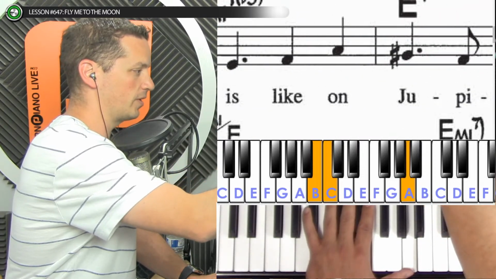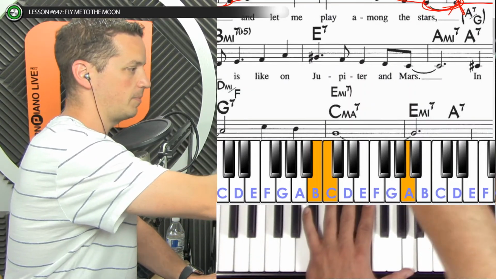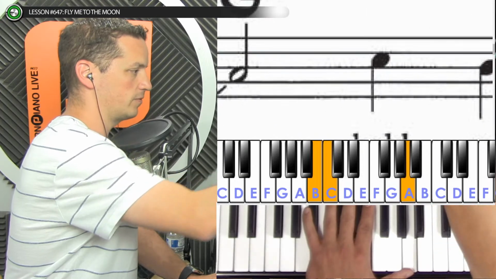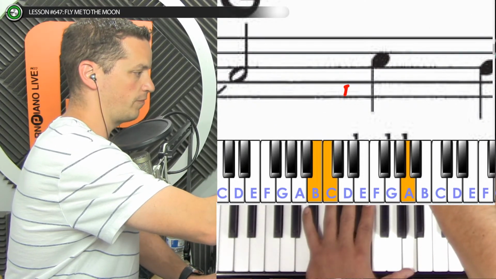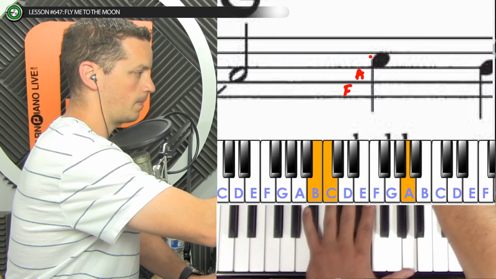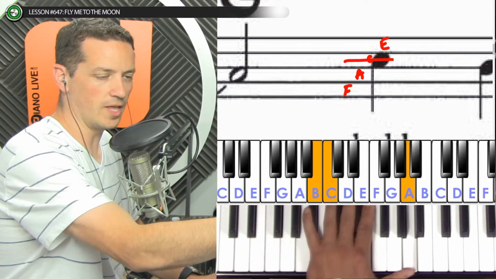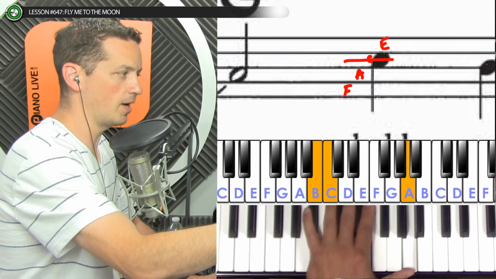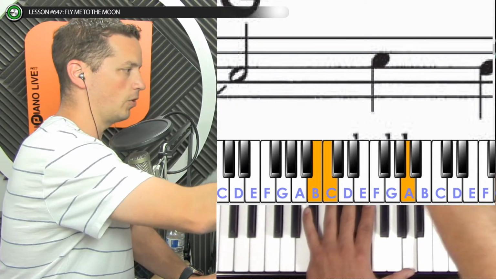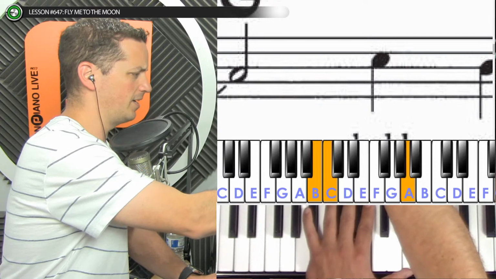So if we go over to here and take a look at some other space, we could go to this one right here. So for example, if I just spell the word face on those spaces, that would mean that this one right here is going to be a C. So that's one way that people read these notes, is just trying to memorize, like they've got all their sayings for all the lines and spaces and stuff.